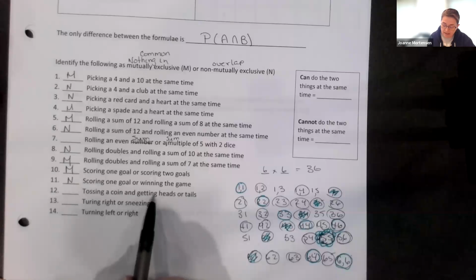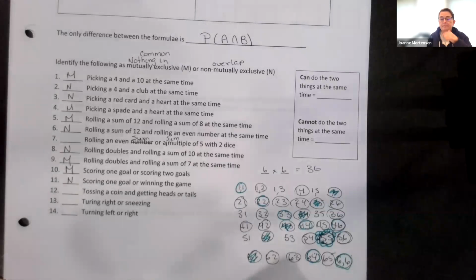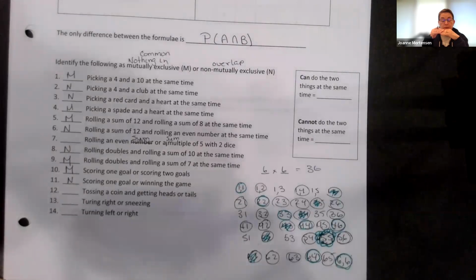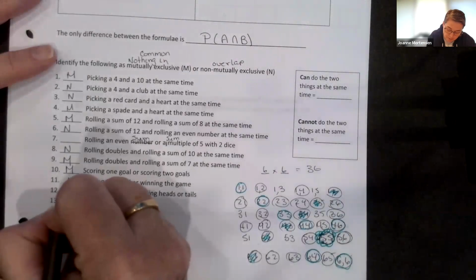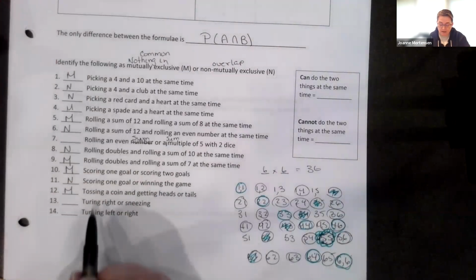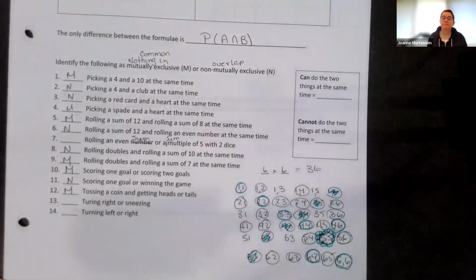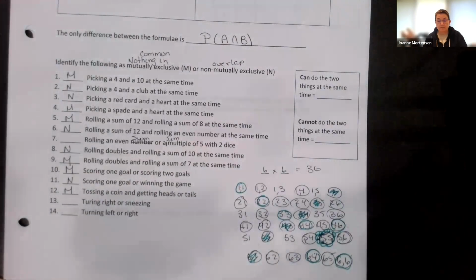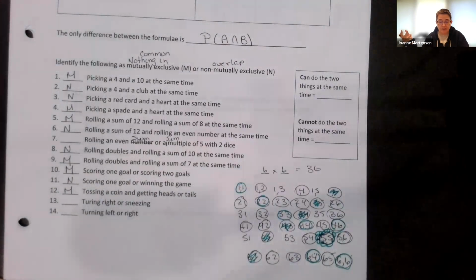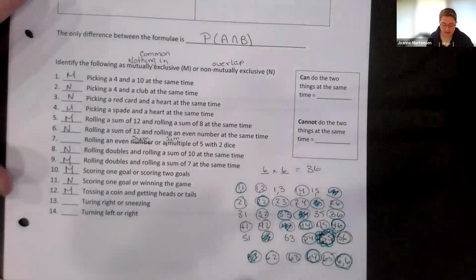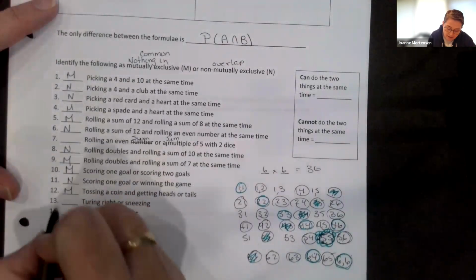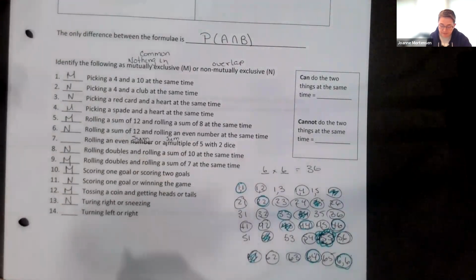Tossing a coin and getting heads or tails. It's either or. Either you get heads or you get tails. There's no intersection between the two of them. So that should be mutually exclusive. Turning right or sneezing. I'm sure you can imagine a scenario. You're driving, you turn right and you sneeze. These two can happen at the same time. So that's not mutually exclusive.